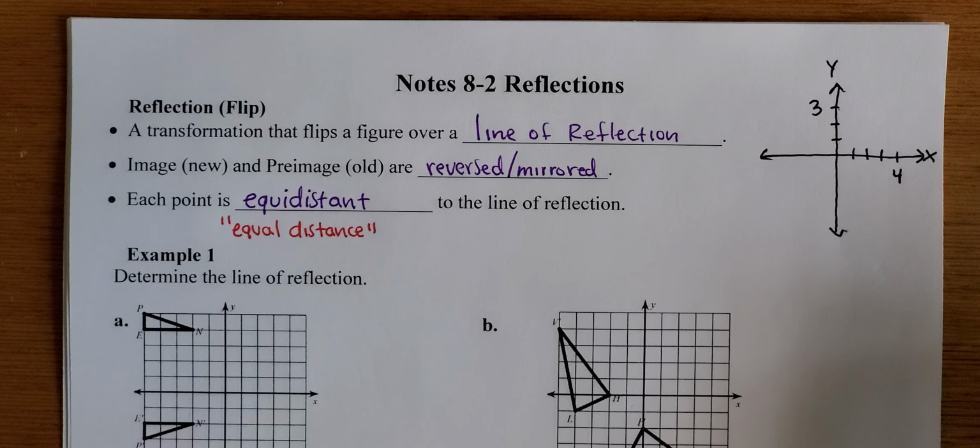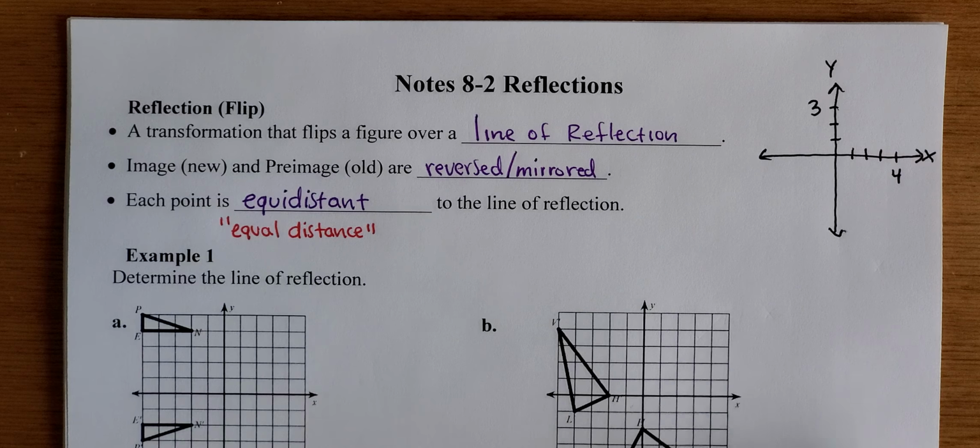The image or new figure and the pre-image or old figure are reversed or mirrored. Okay. Each point is equidistant to the line of reflection. Now, equidistant is just a fancy term to say equal distance. So each point has to be the same distance from the line of reflection.